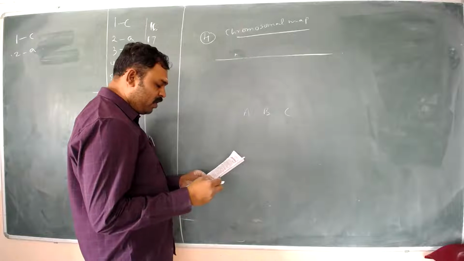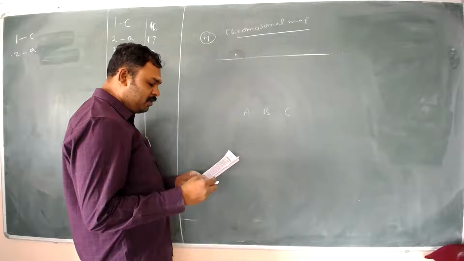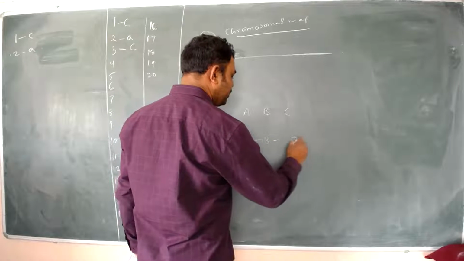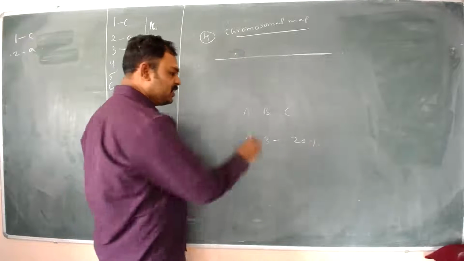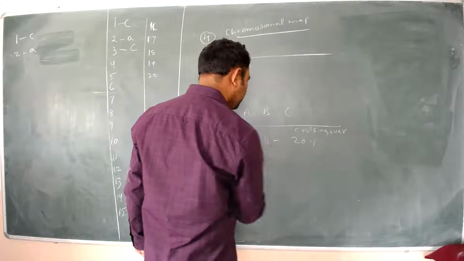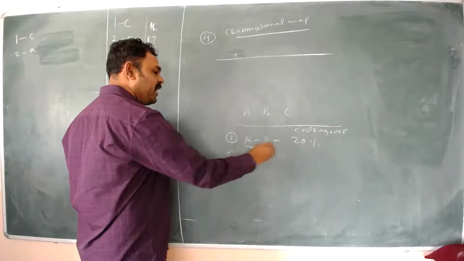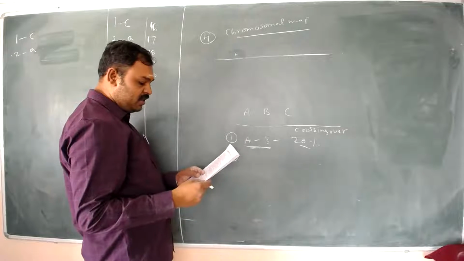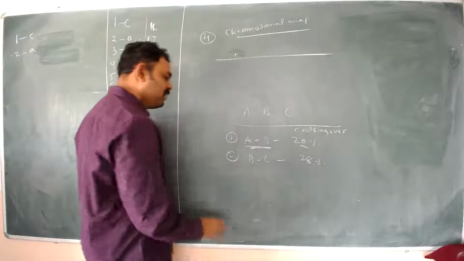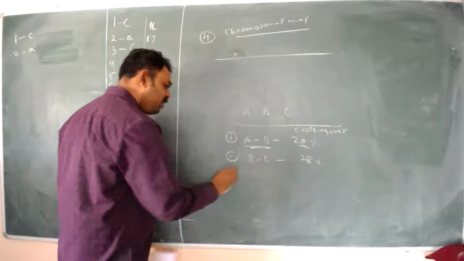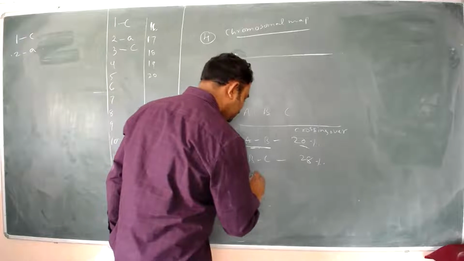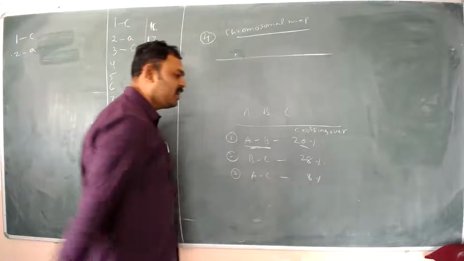Question number 4, what data have they given here? Between A and B, the crossing over percentage is 20%. Here 20% in A and B. Next one, B and C 28%. Next one, third one. What is the data given in the question? A and C 8%. This is the data given.